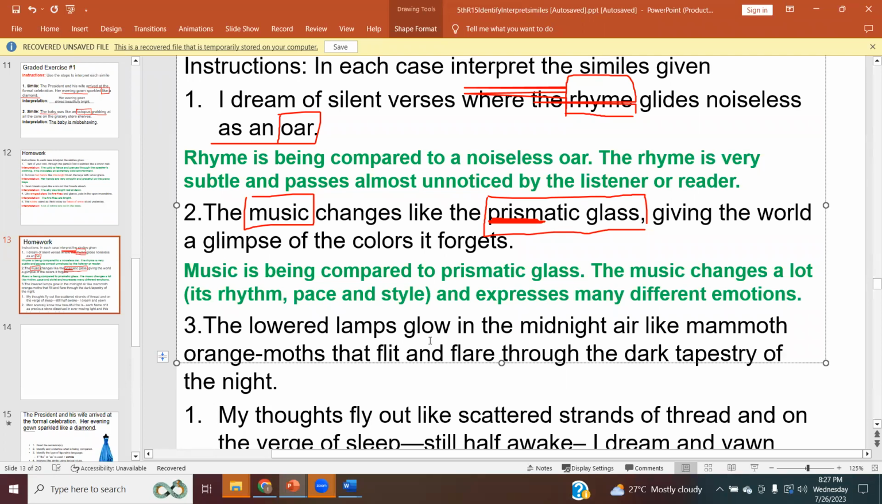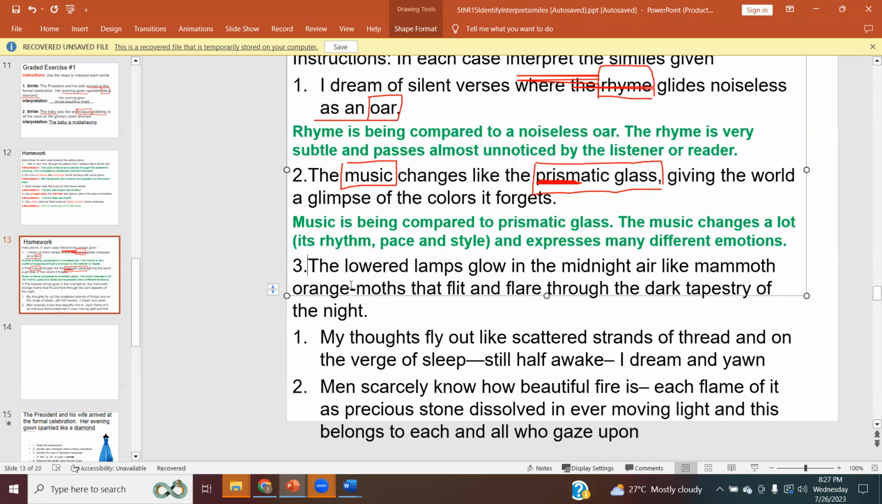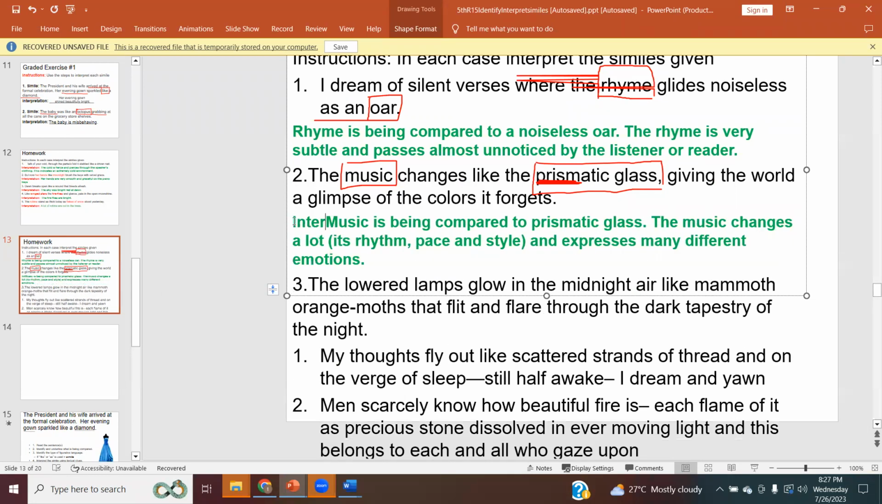All right, number 3. Again, please write it and also write the interpretation as well. I should have put interpretation now so you can know.